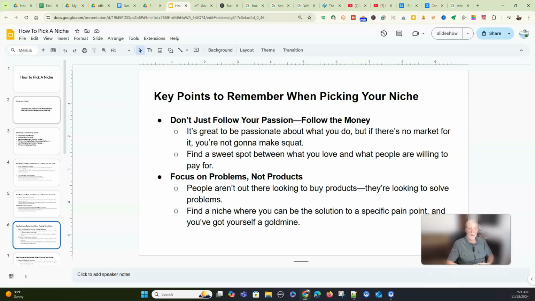So you find a niche where you can be the solution or the problem solver, and you can really help with that pain point. And people are going to respond when you can relieve them of pain or answer a question or provide a solution. You will find that you are going to sell more products.